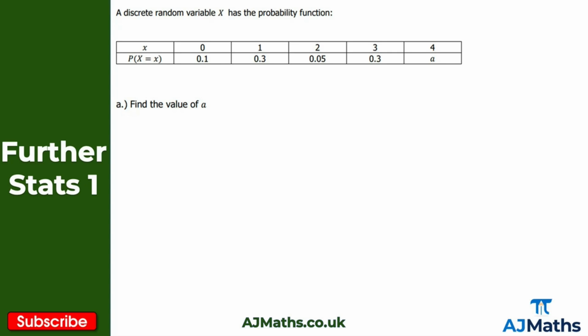So there's an example question here that we're going to work through together, and then on the next page, there's a practice question for you to have a go at. So what we've got here is a discrete random variable X. Again, notice we use this capital letter notation, and it has this probability function.